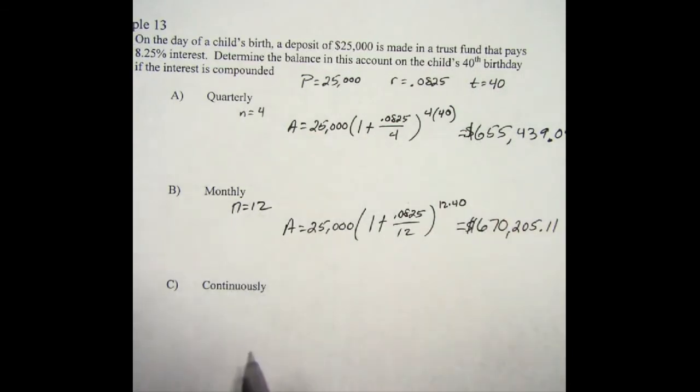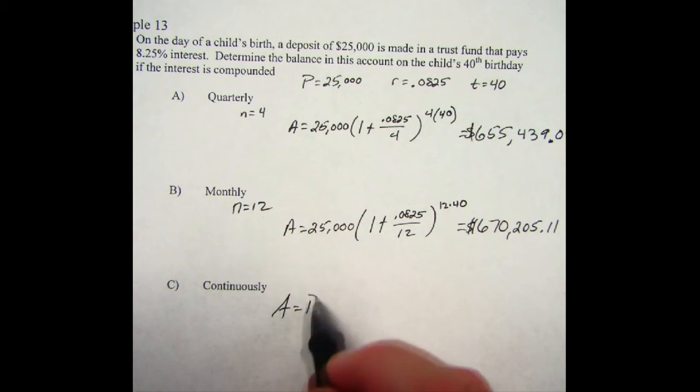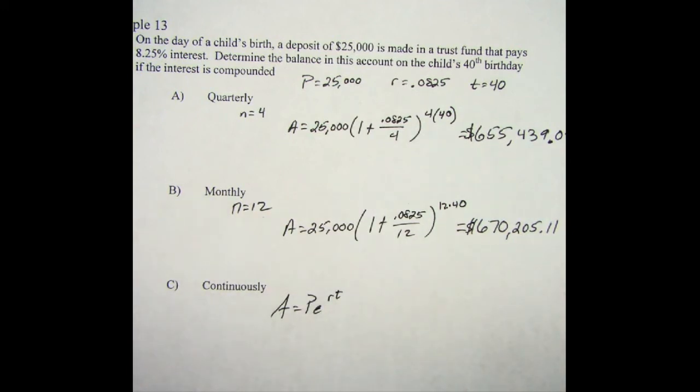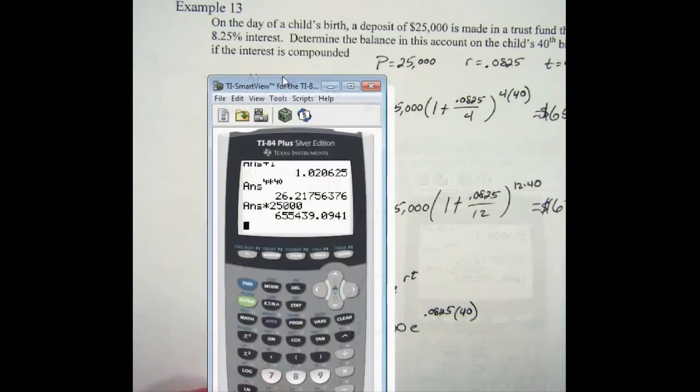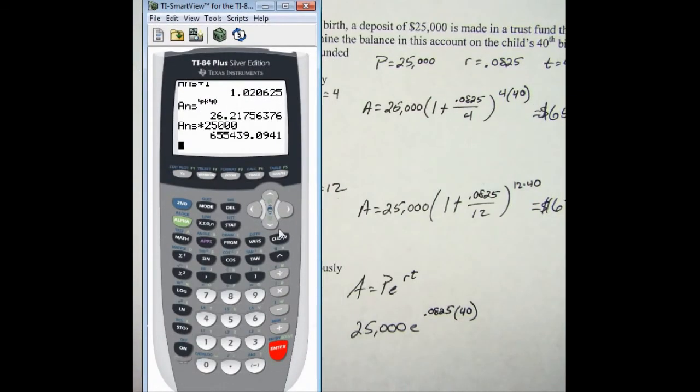Now what happens if you just compound it all the time? That's when we have to use that other formula, PERT, is what I like to call it. Okay, P times e to the RT. So 25,000 times e to the R, which is 0.0825, times T, which is 40. Again, I'll just punch that straight in. Since it's a little bit different, I'll zip my calculator back over here.